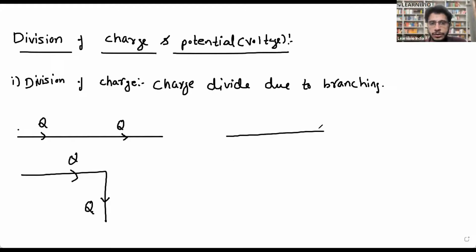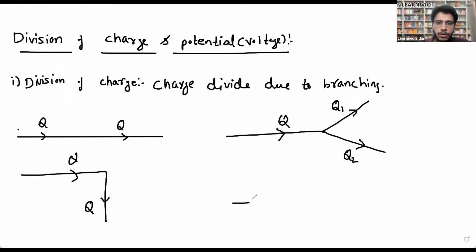Like this one. This is charge Q. When charge Q entered this branch, it divided into two parts, Q1 as well as Q2. The charge gets divided into parts, Q1 and Q2. So charge divides due to branching. Whenever you have branching in your system, your charge gets divided.